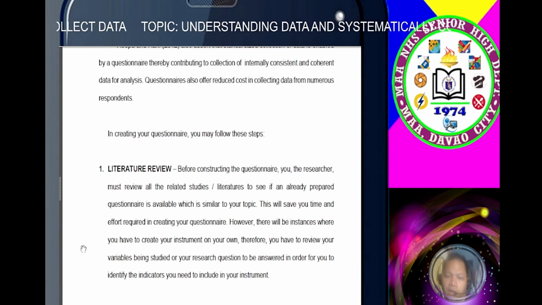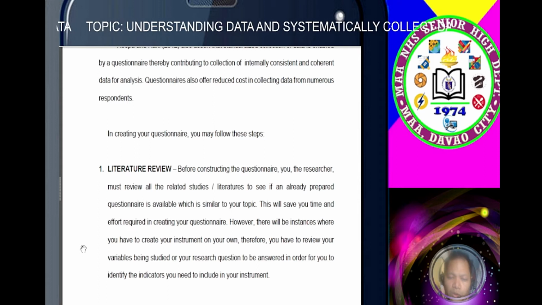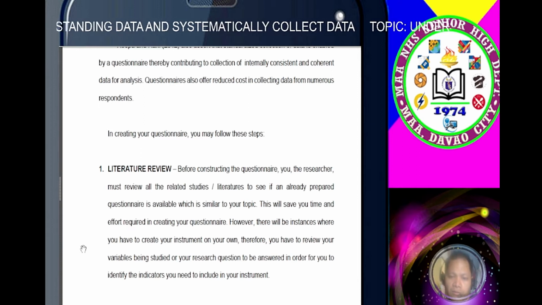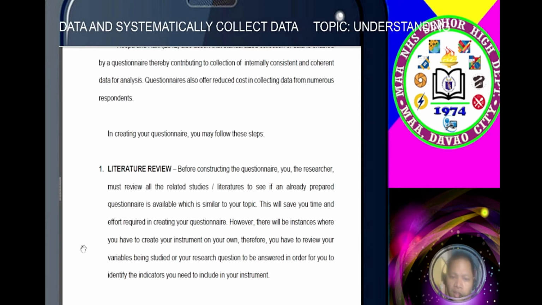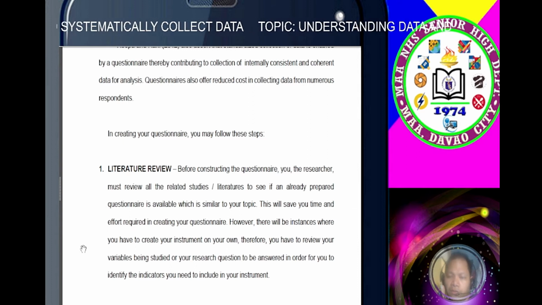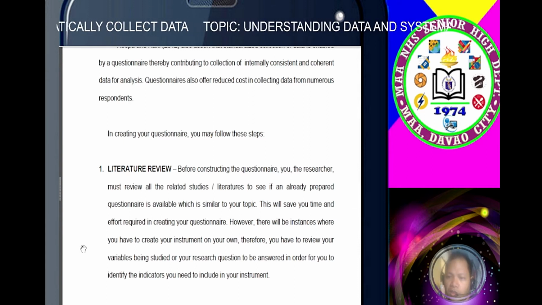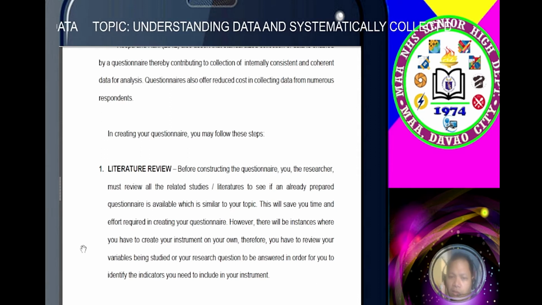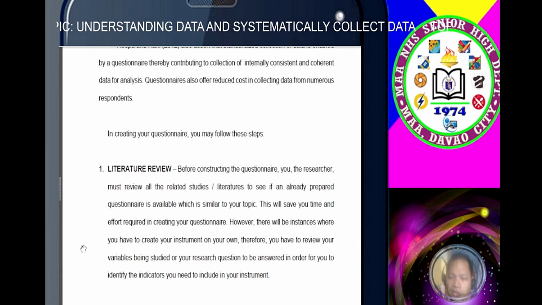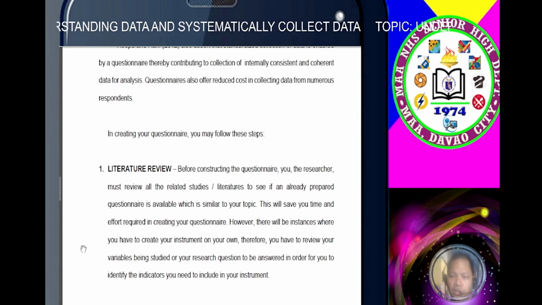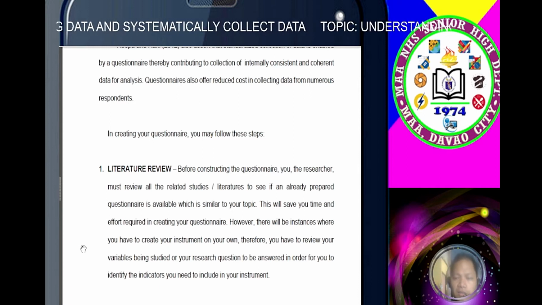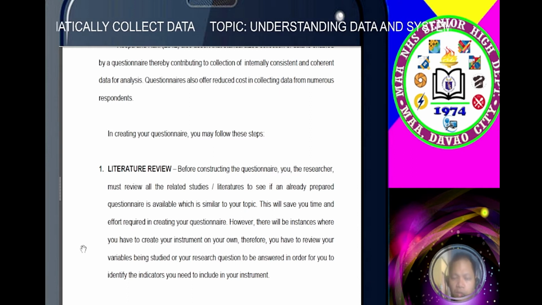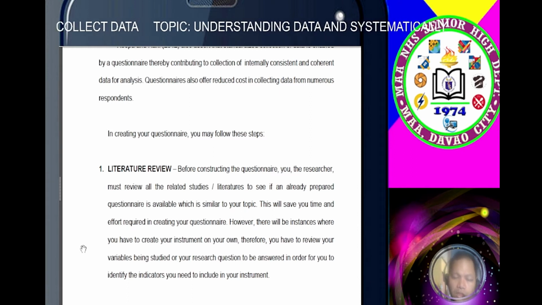But however, there will be instances where you have to create your own questionnaire. Therefore, you have to review the variables being studied and the questions to be answered, in order for you to identify the indicators you need to include in your instrument. It's really a hard time, especially if you do not read a lot, because your questionnaire will not be comprehensive if you do not know all the indicators used in previous studies in answering such questions related to your topic. So that's why you need to read.